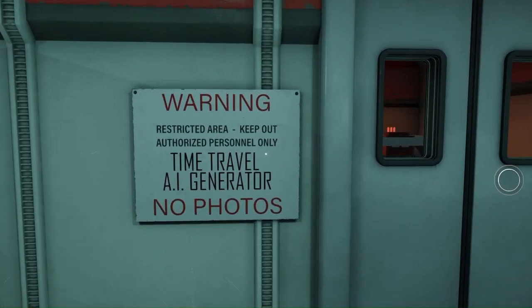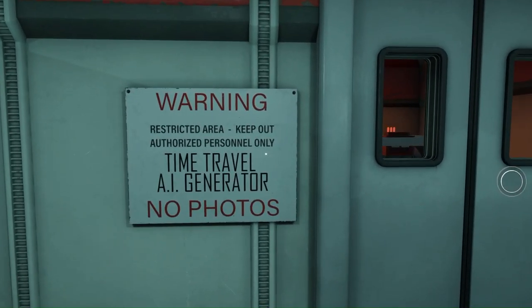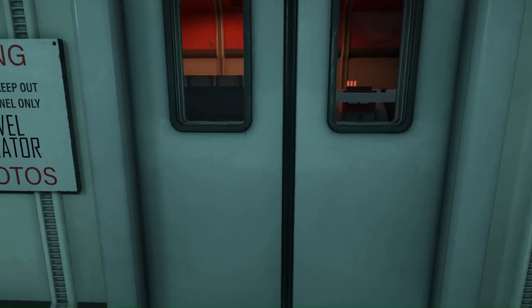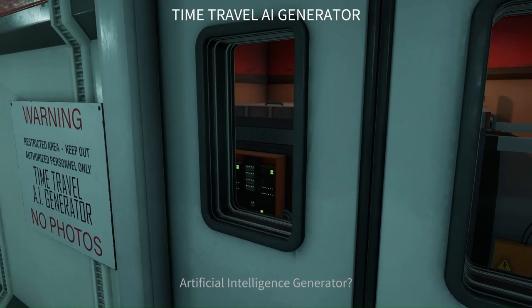Warning, restricted, key part authorized. Artificial intelligence generator? The project is more advanced than I expected.